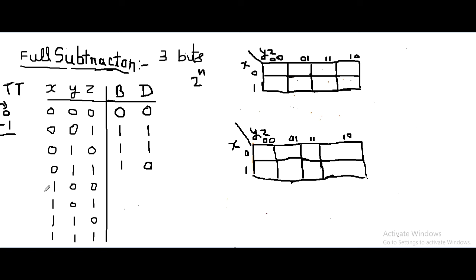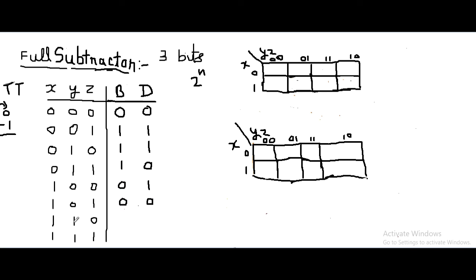But in the case of 1 0 0, x is 1, y is 0 and z is 0. What would be the difference? The difference will be 1 minus 0, which is 1, and here you can see that we don't need to take a borrow, so the borrow will be 0. Same in this case: 1 minus 0 is 1, 1 minus 1 is 0, so the difference is 0 and the borrow again will be 0.